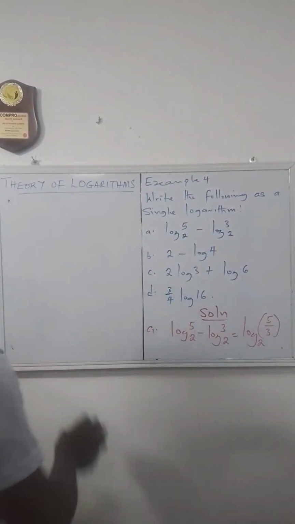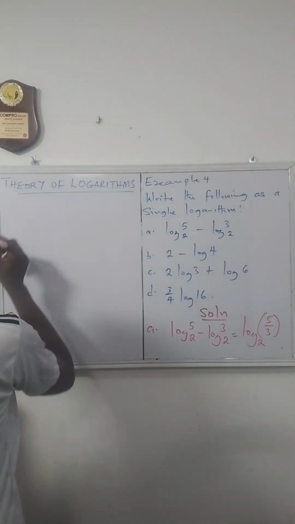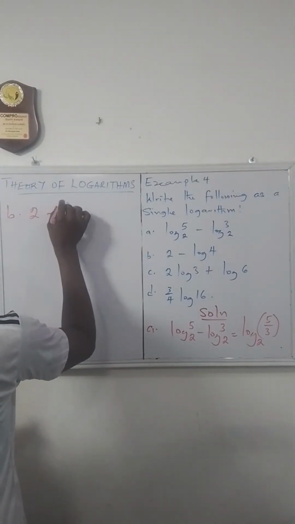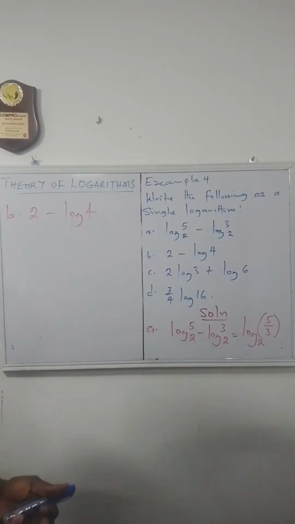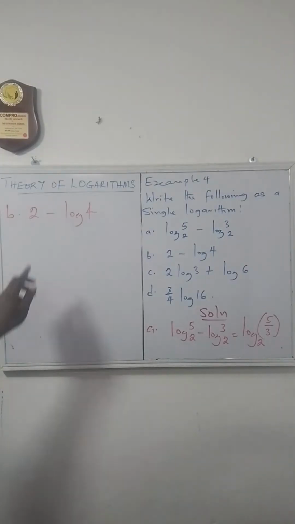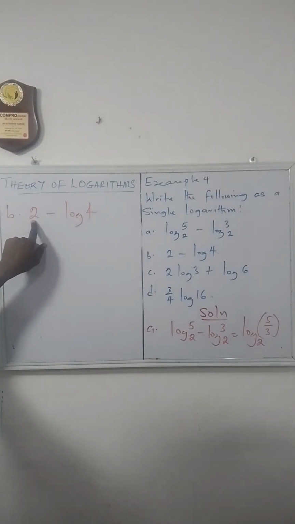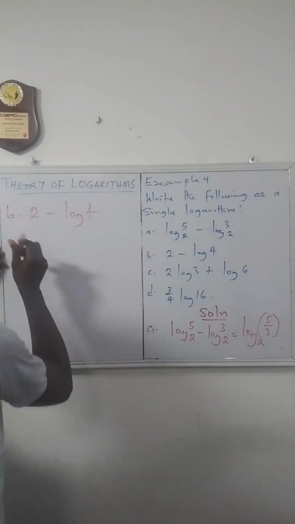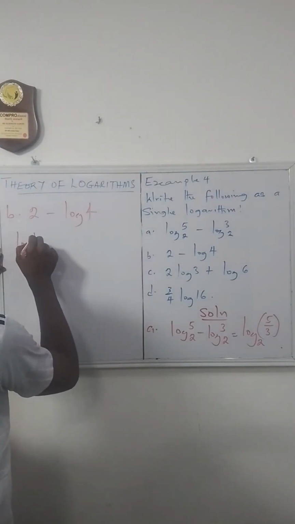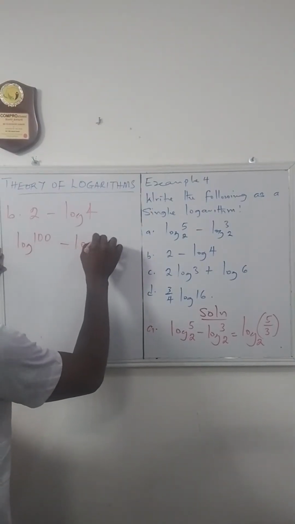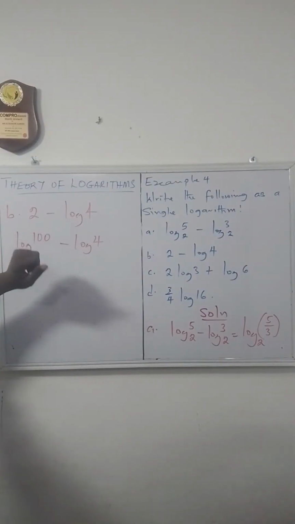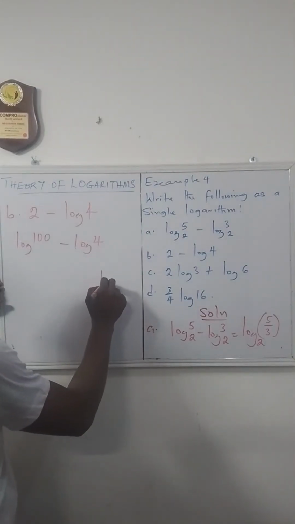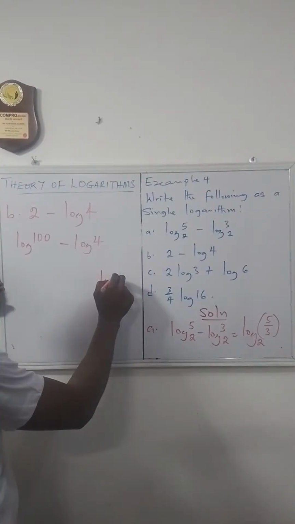Okay. The second one, we have 2 minus logarithm of 4. How do you do this? Now, the first thing to look at is to find a way of writing this in logarithmic form. Now, 2 is the same thing as logarithm of 100. Okay, so logarithm of 100 is the same thing as 2. You know why? Because logarithm of 100 is the same thing as logarithm of 10 raised to the power of 2.